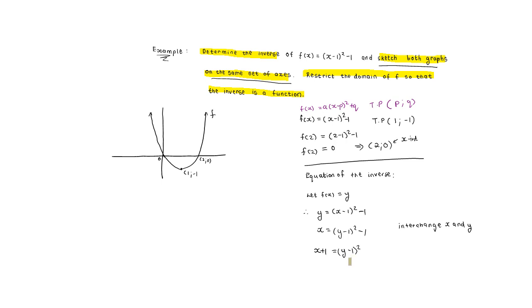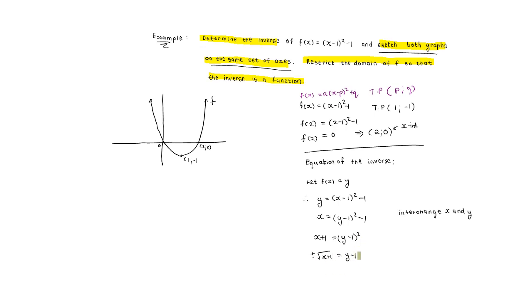Now we're going to take the square root of both sides, which will lead us to plus or minus the square root of x plus 1 is equal to y minus 1. Then adding 1 to both sides again will give us 1 plus or minus the square root of x plus 1 is equal to y. So that's going to be the equation of our inverse, and then we stop there. We're not going to convert this into functional notation, because as it stands, that equation is denoting something that is not a function.